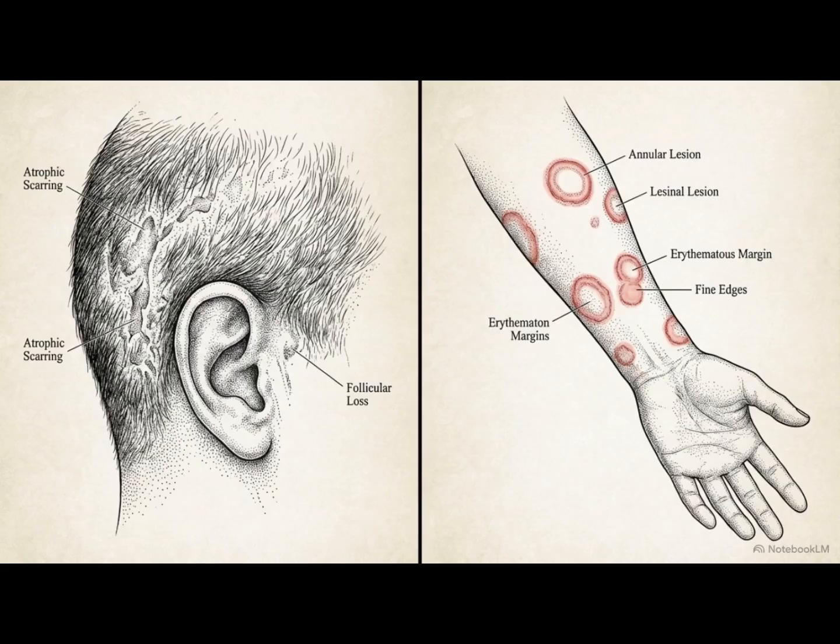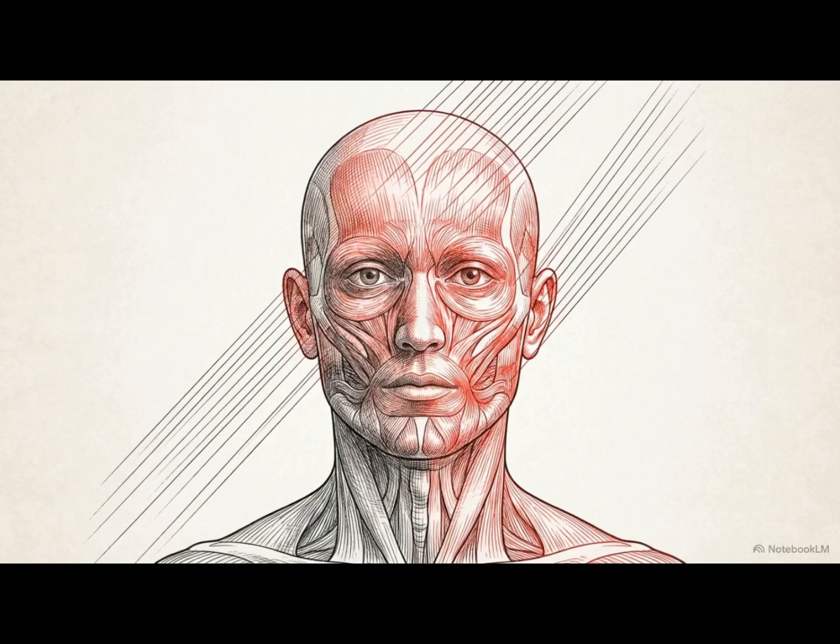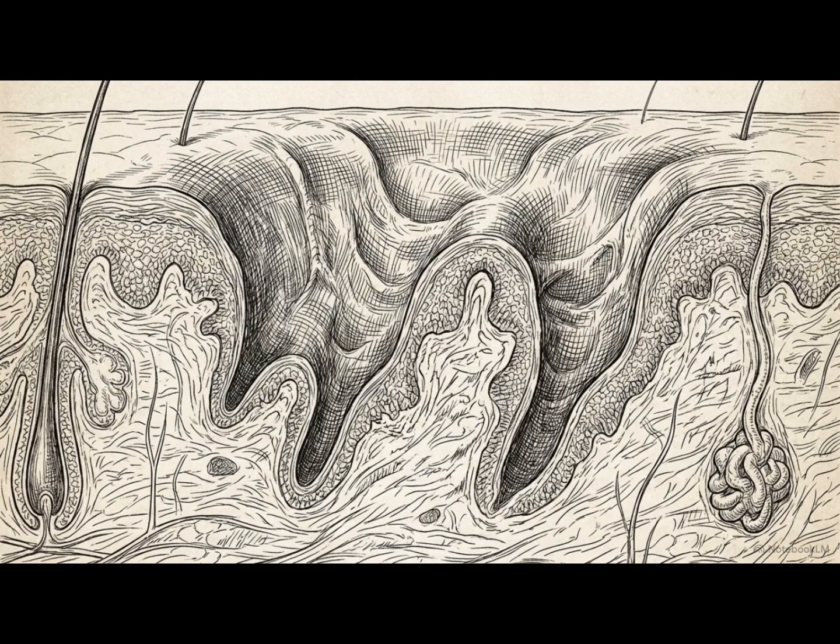The most distinct of these is discoid lupus erythematosus, or DLE. DLE typically clusters in light-exposed areas, like the face, scalp, and ears. If left untreated, these erythematous plaques progress into permanent atrophic scarring and can cause widespread, irreversible hair loss.